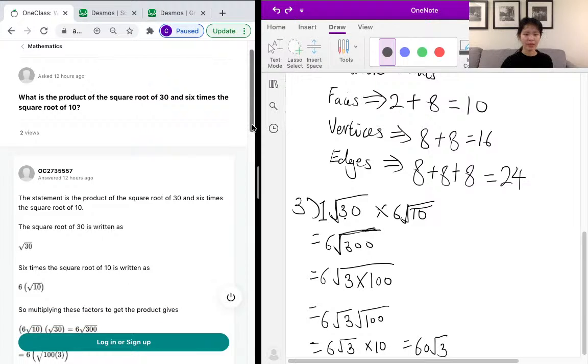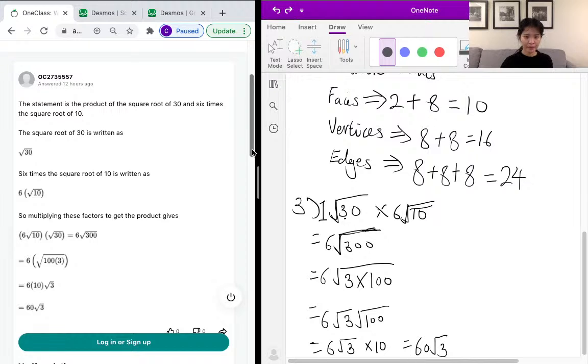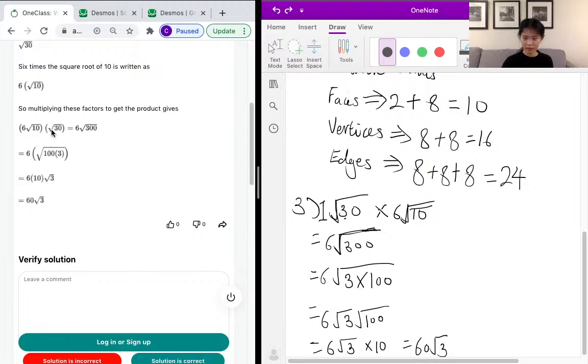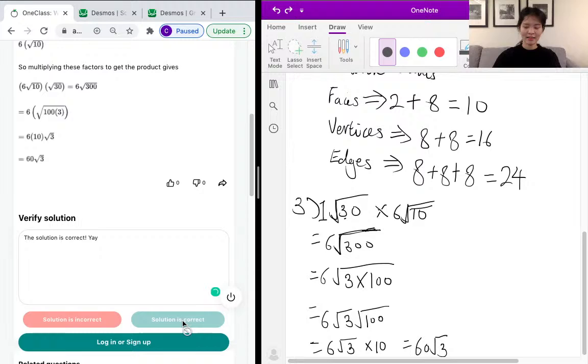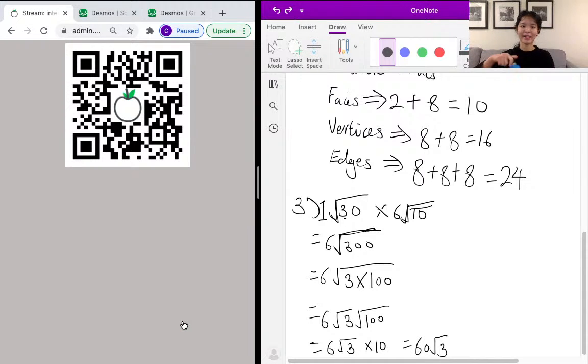Now let's look at our sample solution. They also translate it into a formula, which is your logical first step, and they simplify the radical, and they arrive at the same answer as we did. So their solution is correct. Yay! Cool. Now let's move on.